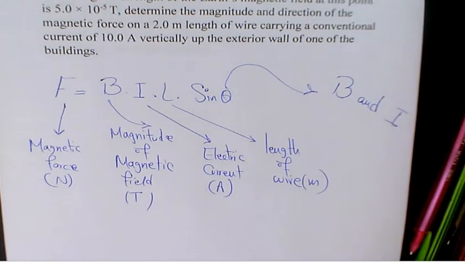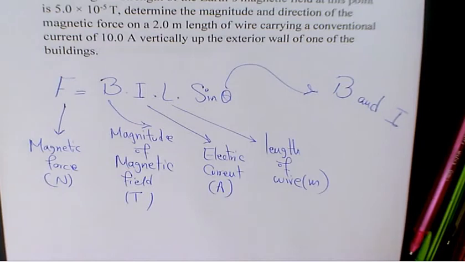For example, if B and I are perpendicular, then theta will be 90. Sine 90 is going to be 1, so it is going to be maximum force. If it's 0, it's going to be sine 0, that's equal to 0, so that makes the force equal to 0.